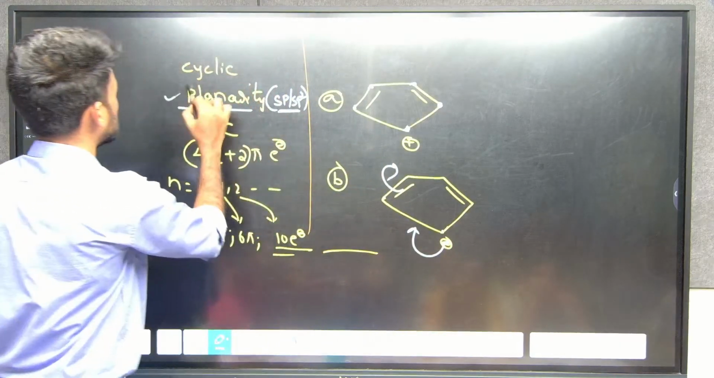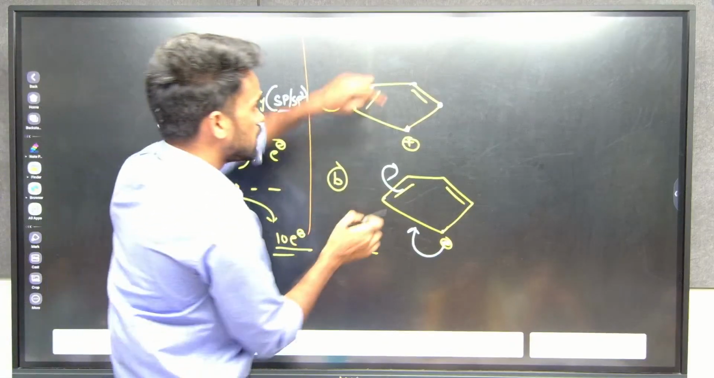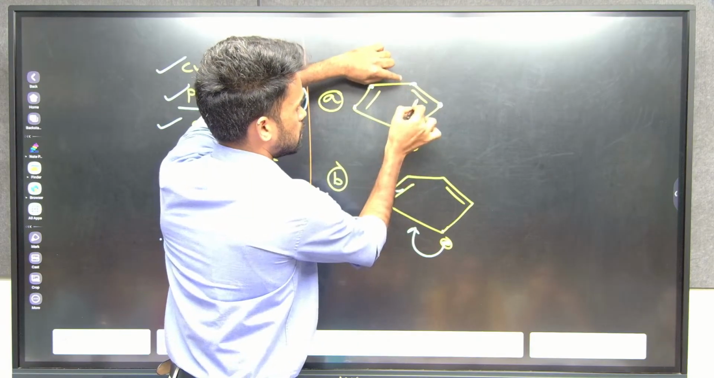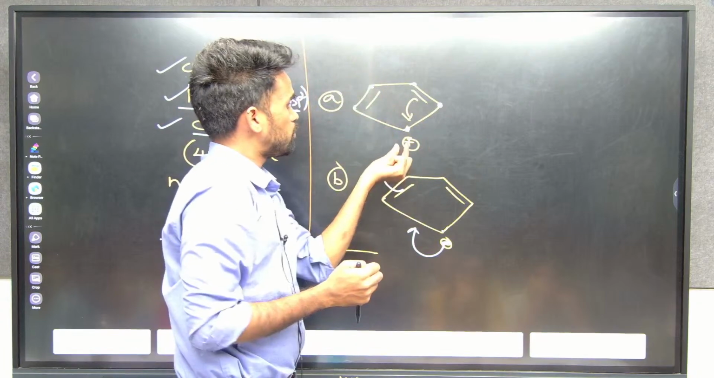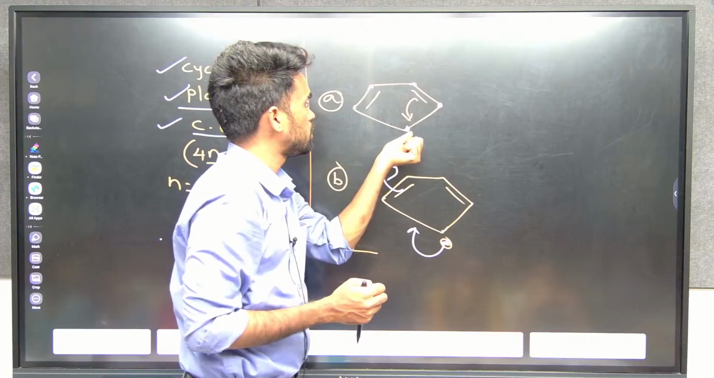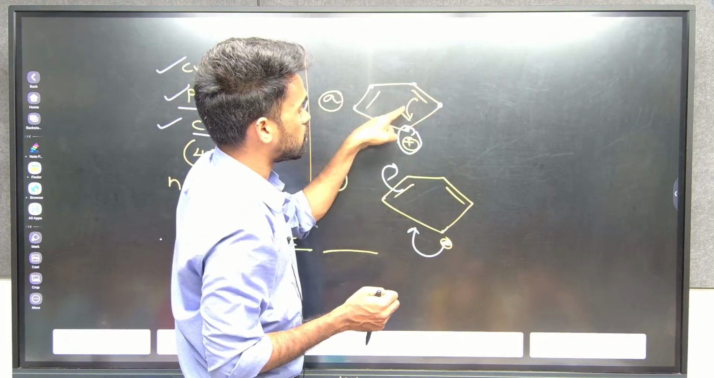So planarity is there, and it is a cyclic compound. Complete conjugation is there or not, check once. See, pi bond, sigma bond, vacant orbital. If the pi electrons are shifting, see, positive charge means what? Electron deficiency only, no? It means here we have a vacant p orbital. To that vacant p orbital, these electrons are shifting.